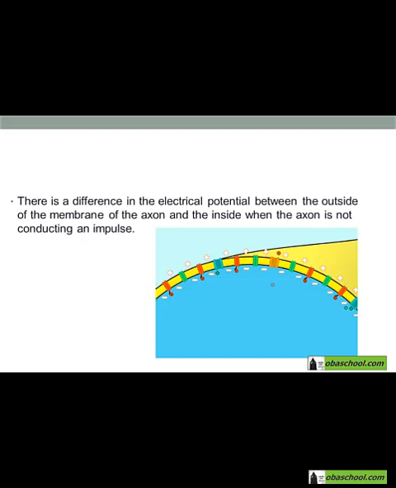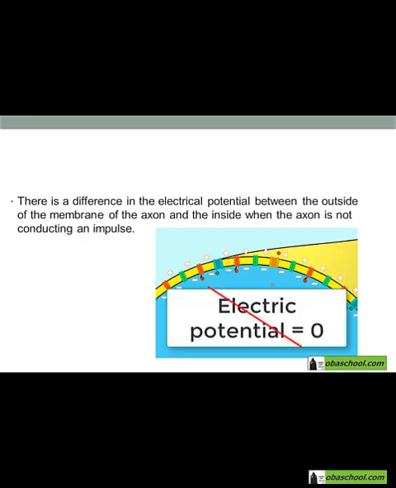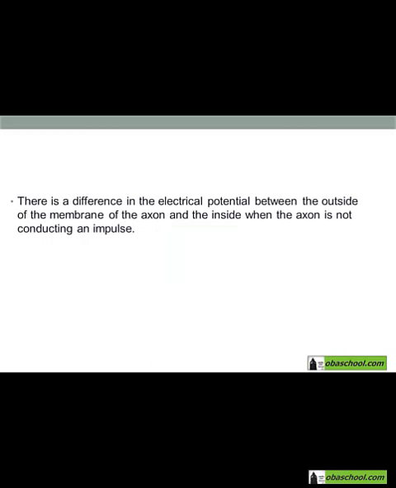It is important to remember that there is a difference in the electrical potential between the outside of the axon's membrane and the inside. This difference in charges allows the membrane to conduct electrical potentials. At no point can the electrical potential across the axon's membrane be zero. If it reaches zero, the neuron dies.